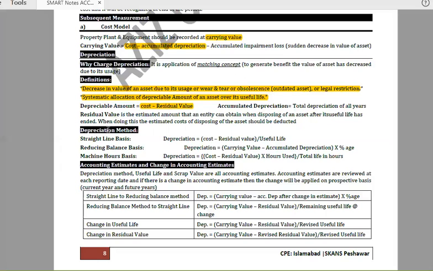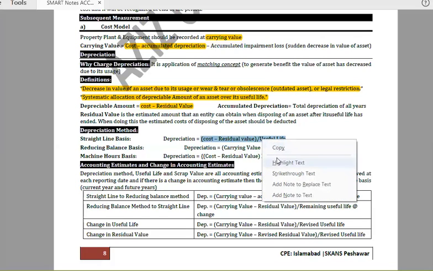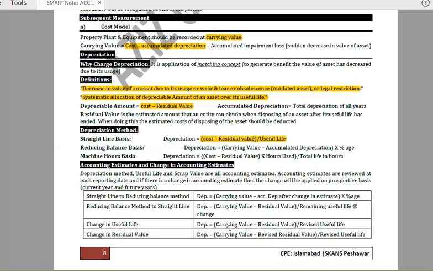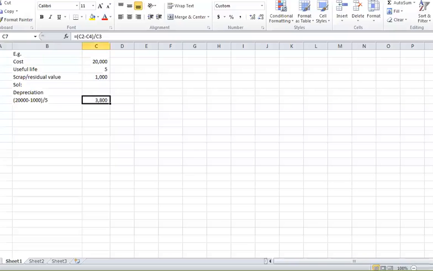Okay, so depreciation methods. There are different depreciation methods, and three methods are very common. You have covered these methods in your earlier studies. First of all, the straight line basis method. We have just covered an example of depreciation using the straight line basis method. What is depreciation? Cost minus scrap value divided by useful life. This is the formula, the method for the calculation of depreciation with the help of the straight line basis method.